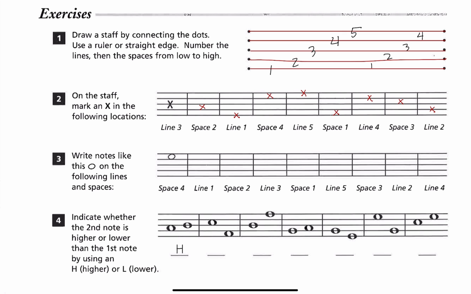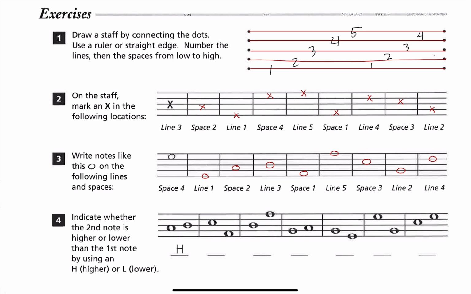Next one, we're doing the exact same thing, but now we're drawing a note head, which is an oval. So the first one that they gave us is the 4th space. 1, 2, 3, 4. We're now going to do the same thing, but once on line 1. A little oval with the line going through it. Space 2, a little oval touching the lines on either side. Line 3, space 1, line 5, space 3, line 2, line 4.